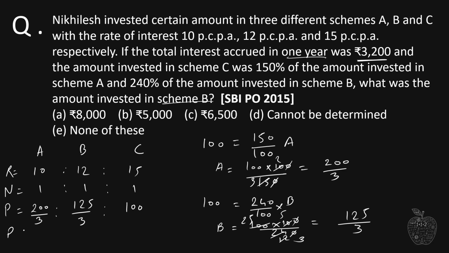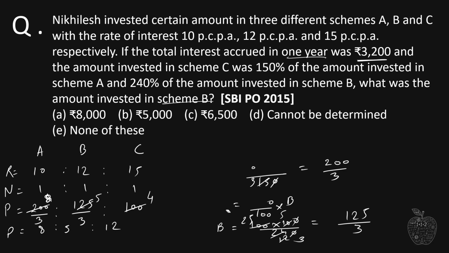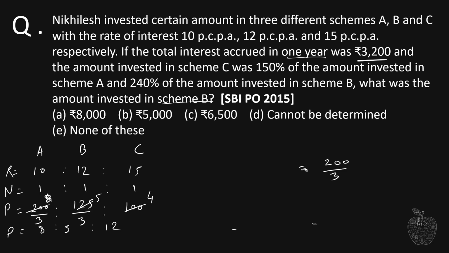Now let's simplify it a little bit. 25 8s are 200, and multiplying all these three values by 3 will eliminate the denominator. So 8 by 3 into 3, we are left with 8, 5 by 3 into 3, we are left with 5, and 4 into 3 is 12. Okay, now we got the ratios for the principals of the amounts invested in scheme A, scheme B and scheme C. Now let's see what we can do further.